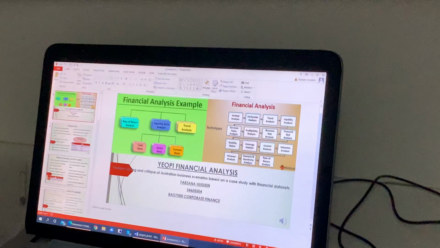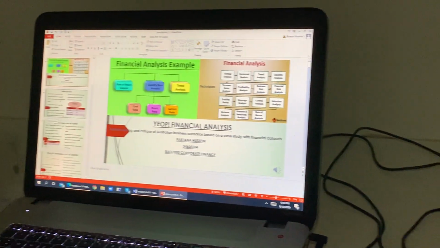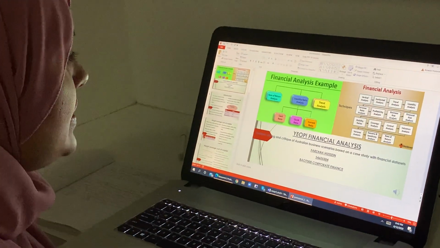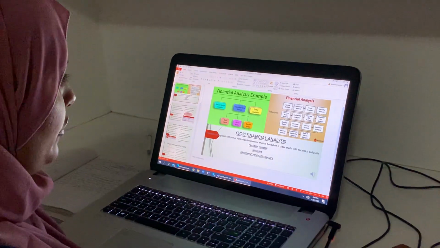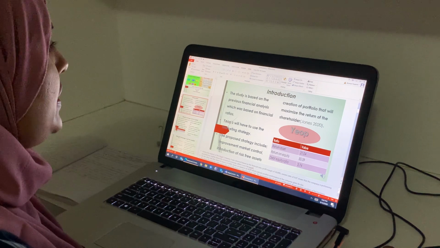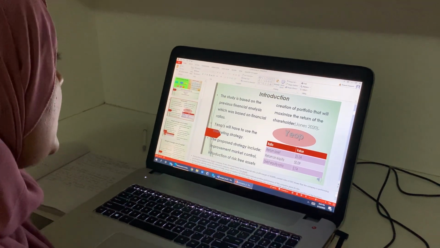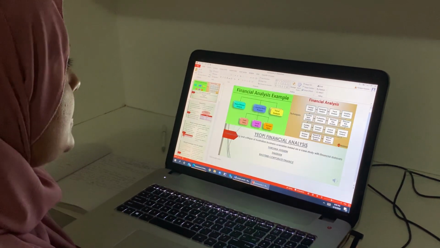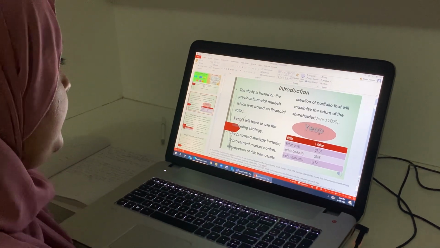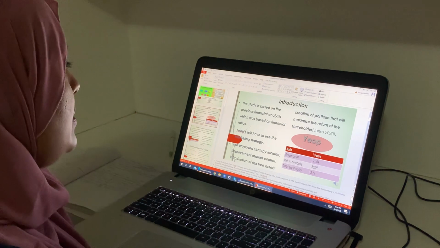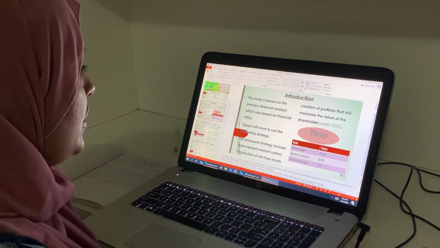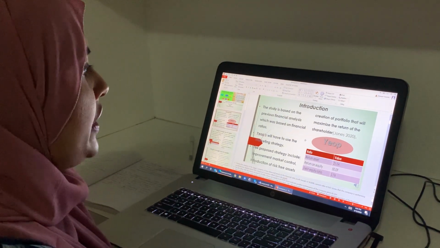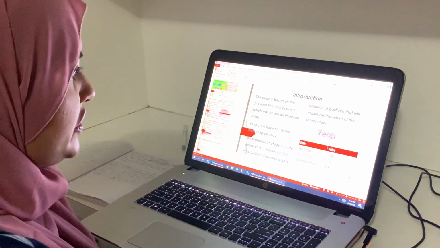So, let us start. First, we start off with the introduction. These are the various financial analyses in this PowerPoint presentation that is specifically prepared for Yobs Beverage. In this introduction, this study is based on the previous financial analysis, which was based on financial ratios, as I have shown earlier. Yobs Beverage will have to use the marketing strategy to improve their market control and introduce risk-free assets, creating a portfolio that will maximize return for the shareholder.